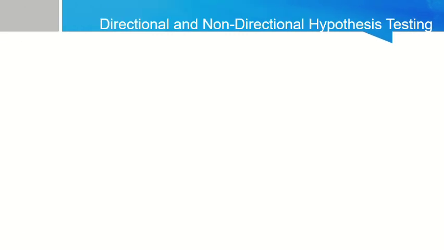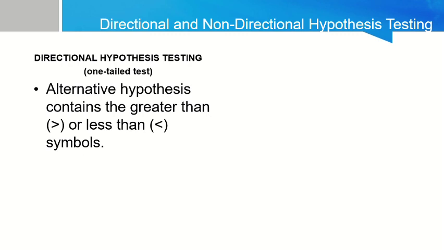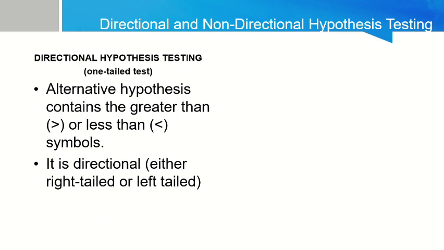We have two directions. We have directional and non-directional hypothesis testing. In directional hypothesis testing, it is also called one-tailed test if we're going to apply it in a normal curve. Alternative hypothesis contains the greater than or less than symbols. It is directional, either right-tailed or left-tailed.